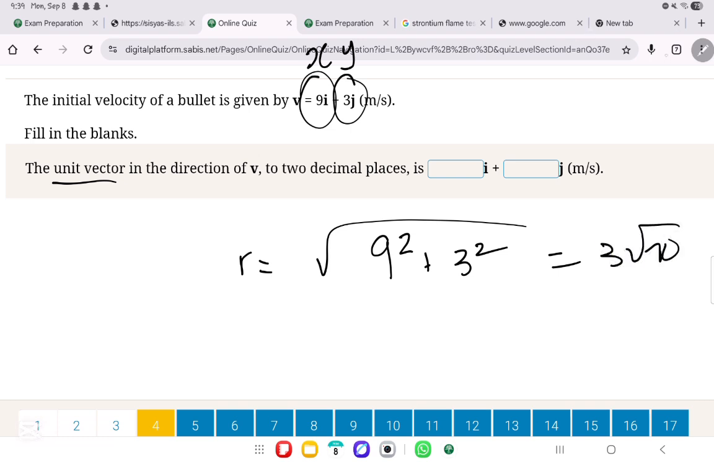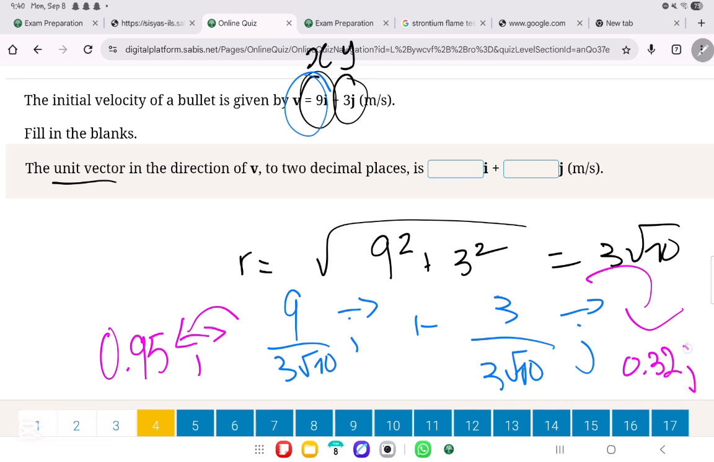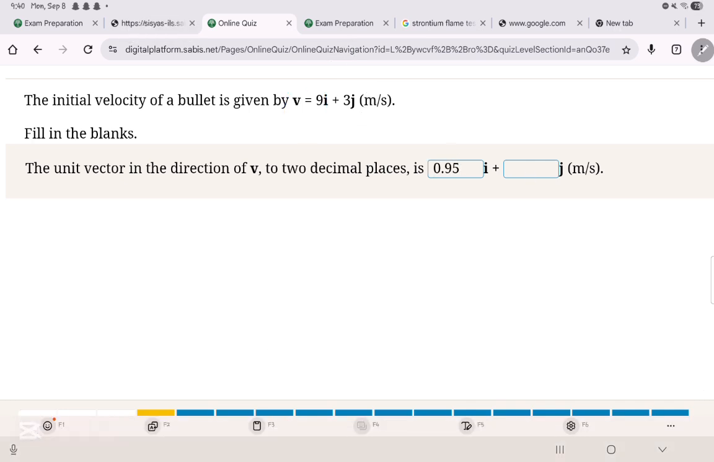We're going to take x over the magnitude, i, plus y over the magnitude, j. So now we put this on the calculator. What will we get as an answer? This will be 0.95i, okay? And this over here will be 0.32j. So the answers are 0.95i plus 0.32j. Let's now move on to question number 5.